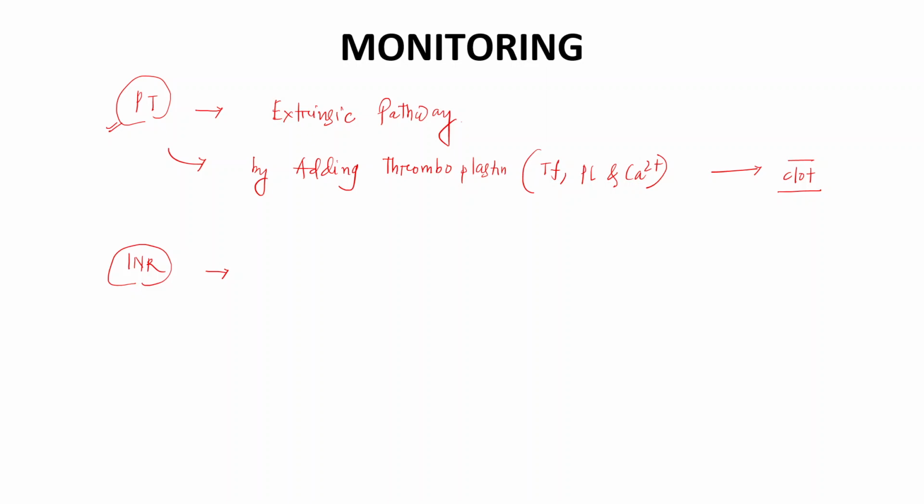Our target INR, if the patient is on warfarin, is in most cases 2 to 3. So we'll start the patient on warfarin, then we'll check the INR. If the INR is below 2, we will try to increase the dose of warfarin. If the INR is more than 3, we'll try to reduce the dose so that the INR can be maintained between 2 and 3. However, if the patient has a mechanical aortic or mitral valve, the target is slightly higher, that is 2.5 to 3.5.